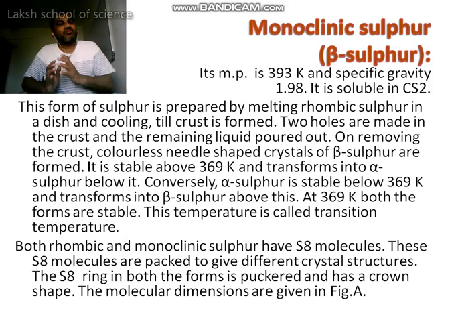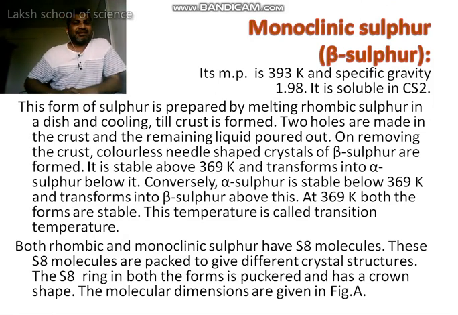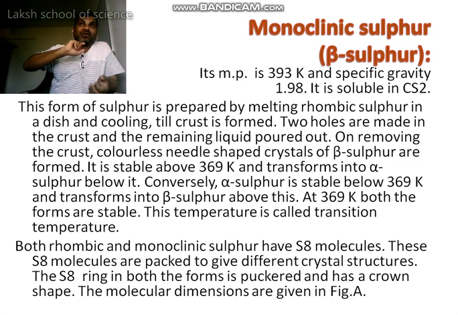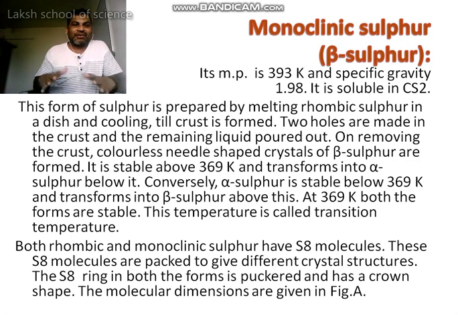After that, let's move on to the other thing, monoclinic sulfur. Monoclinic sulfur is also known as beta sulfur. Its melting point is 393 Kelvin and its specific gravity is 1.98. It is soluble in CS2 as well. Both sulfurs, rhombic and monoclinic, are soluble in CS2. This form of sulfur is prepared by melting rhombic sulfur in a dish and cooling till a crust is formed. Two holes are made in the crust and the remaining liquid is poured out.